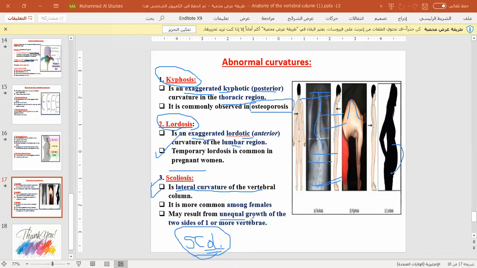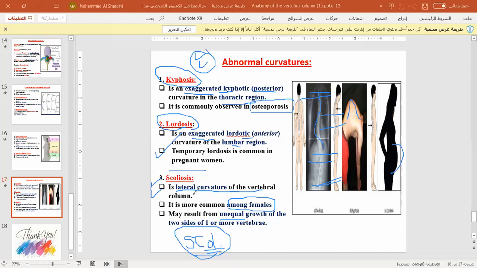Due to unequal growth of the vertebra, يعني الفرتبرا نفسها فيها حته عاليه اكتر من الثانيه نتيجه الجروث more in one side. And also this is among female more, more common in female.